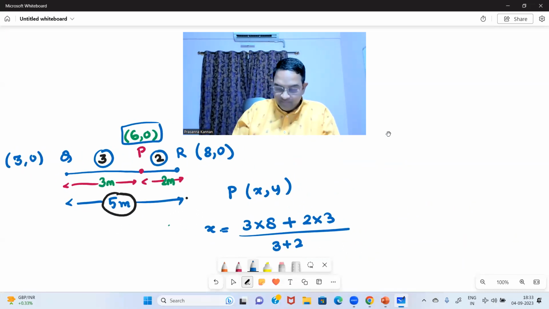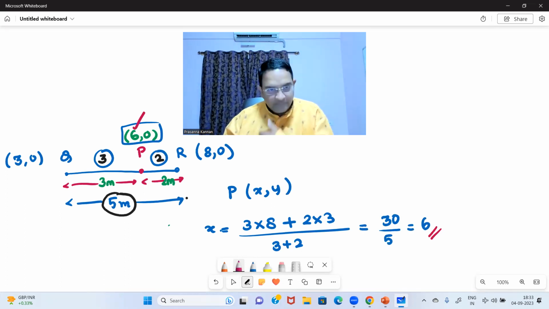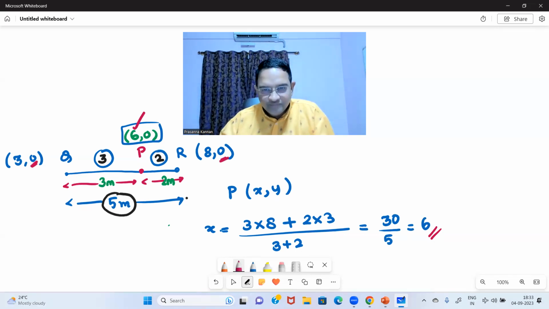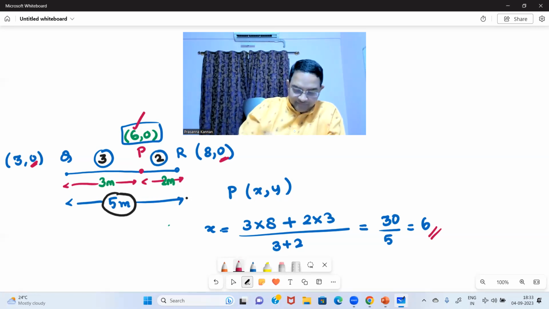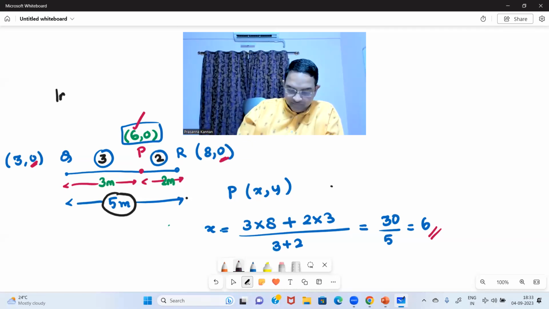So what will you get? 24. 24 plus 6 is 30. 30 divided by 5 will be 6. Correct? And in the other case, it will be 0 because both the y coordinates are 0. Correct? So this is how you'll use section formula in case of internal division. Is this clear to you? Yes. This is internal division.